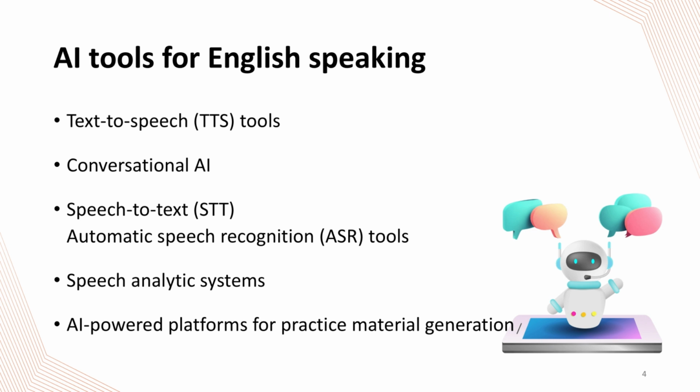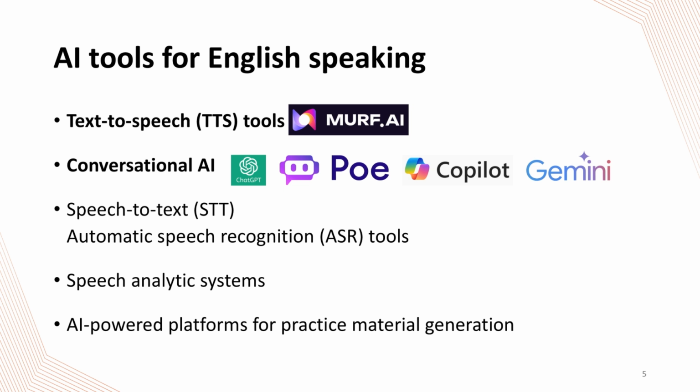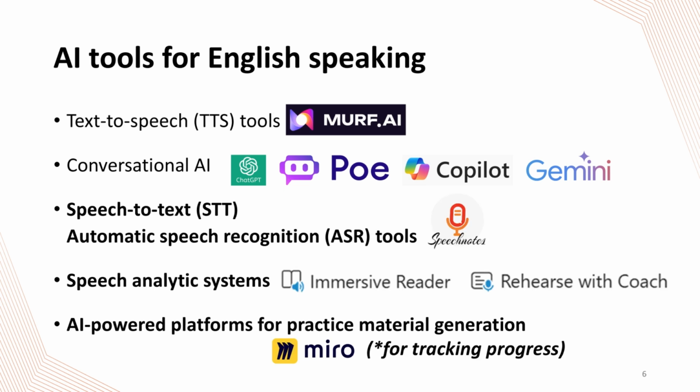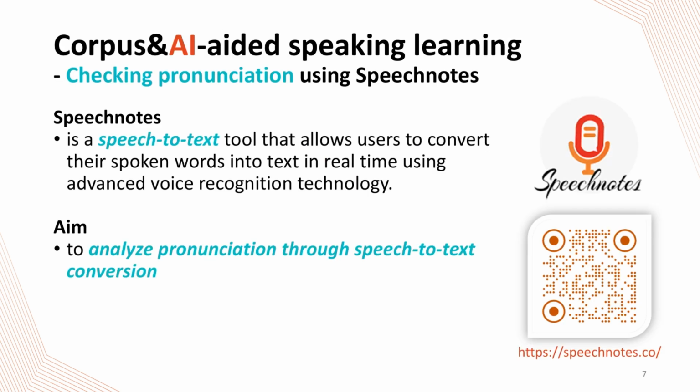The AI learning package we're going to introduce consists of 5 major categories of tools, namely text-to-speech tools, conversational AI, speech-to-text tools, speech analytic systems, and AI-powered platforms for practice material generation. We've already introduced Murf and a series of chatbots in our previous sessions. In today's session, we will include a new tool, Speech Notes, in a new category, Speech-to-Text (STT), also known as Automatic Speech Recognition (ASR) tools, and introduce 2 speech analytic platforms and Miro we've mentioned before. Let's start by introducing Speech Notes, our first tool for today.